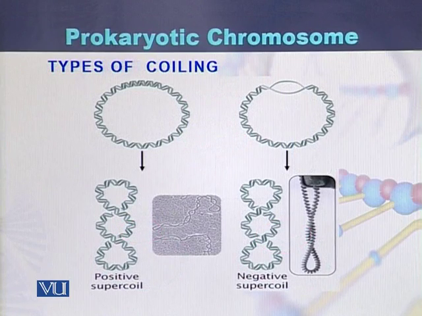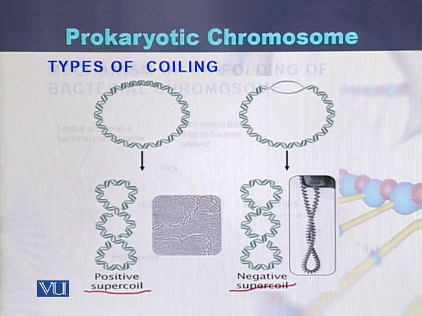Types of coiling. There are two types of coiling. One is called negative coiling, while the other one is called positive coiling. So both coilings we can see in the diagrams.